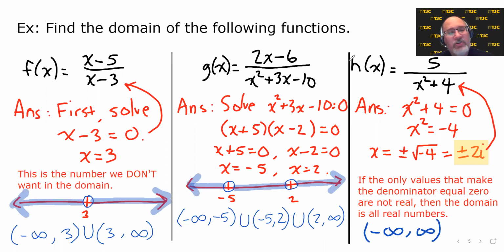So just because there's a denominator does not mean there will be exclusions to your domain. If there is a denominator, you exclude any real number that makes the denominator equal to 0. If no real numbers make the denominator equal to 0, then the domain is everything, negative infinity to infinity.